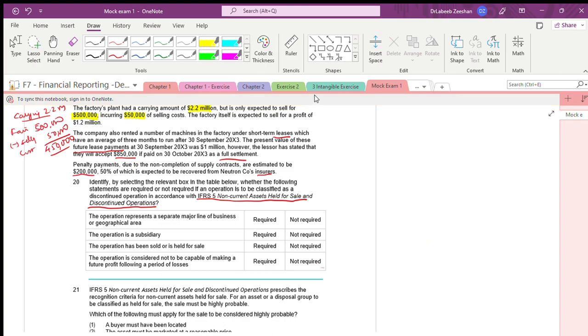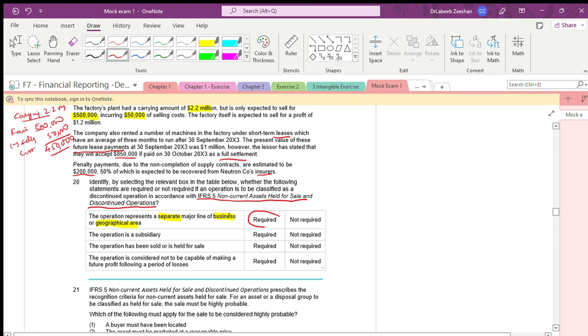Yes, that's what it says. The operation should represent a separate business. Is it right? Based on the line of business or on the geographical area. This is one of the conditions with respect to IFRS.